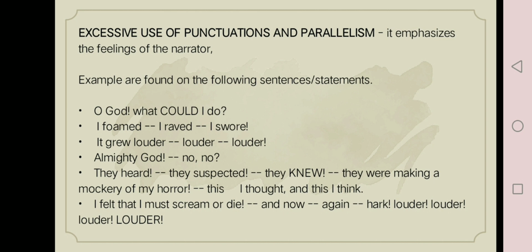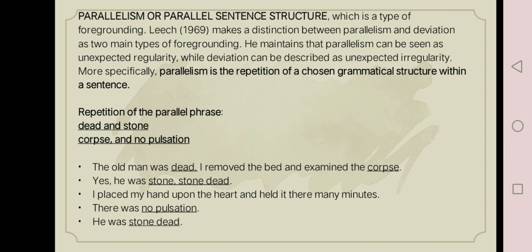Another feature of syntactic deviation is the so-called parallelism, or parallel sentence structure, which is a type of foregrounding. According to Leech, foregrounding is the practice of making something stand out from the surrounding words or images. Leech makes a distinction between parallelism and deviation as two main types of foregrounding. He maintains that parallelism can be seen as unexpected regularity, while deviation can be described as expected irregularity.